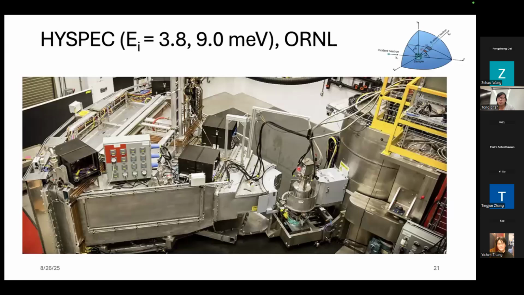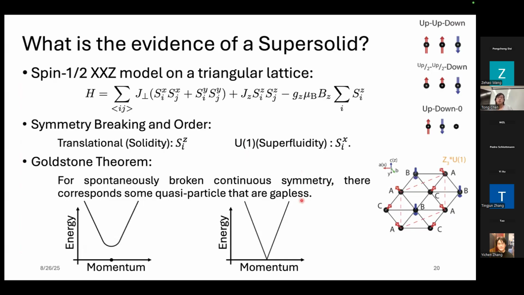So where do you expect this to happen, Tong? I mean, this is as a function of field, right? You'd expect it to happen in between this split phase.